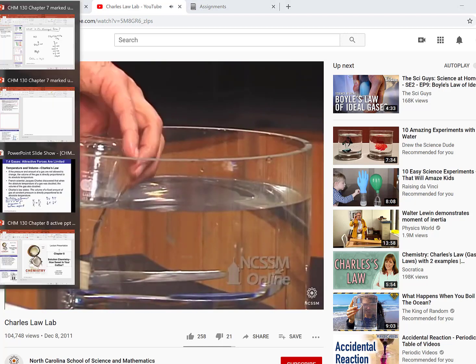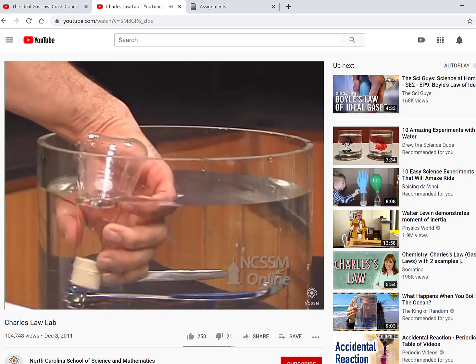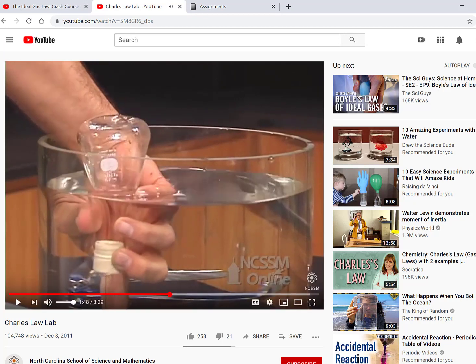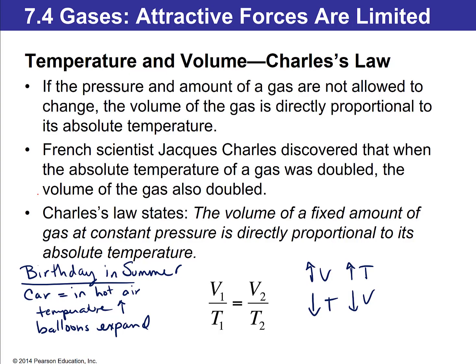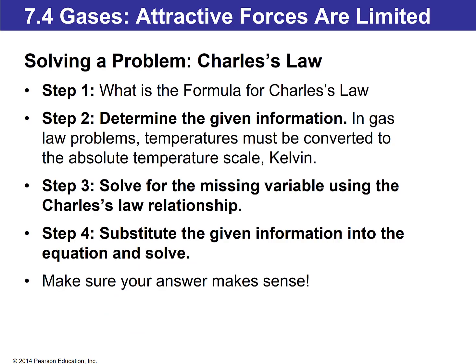But the same, irregardless of the size of the flask, increase volume increases temperature. Decreasing temperature will decrease volume. So they go the same way. So they say that this is directly proportional.